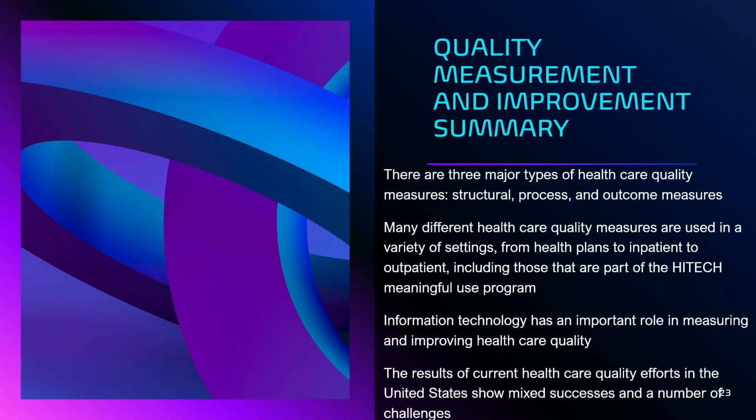Conclusion of quality measurement and improvement. And that brings us to the conclusion of our unit on quality measurement and improvement. And that actually brings us to the end of this entire course on healthcare culture. So, across these last three lectures, we explored the three major types of quality measures: structural, process, and outcome, and how they're used to evaluate healthcare performance. We saw that these measures appear in many different settings: health plans, through HEDIS, outpatient care through PQRS, inpatient care through HQA, and as part of the High Tech Meaningful Use program.